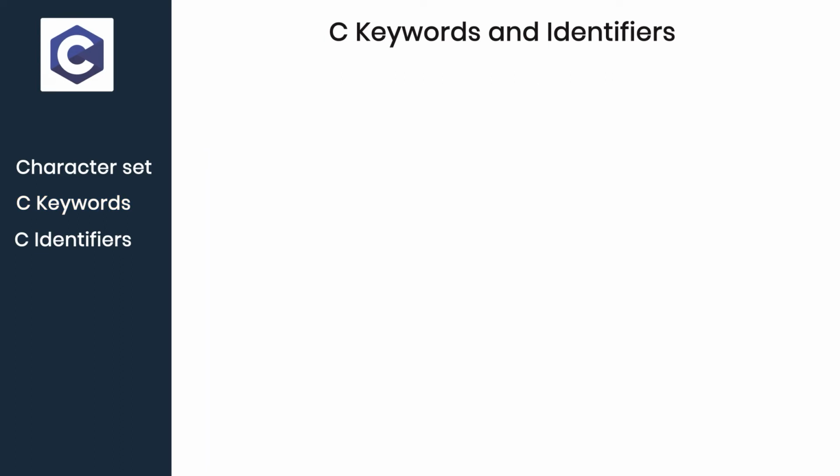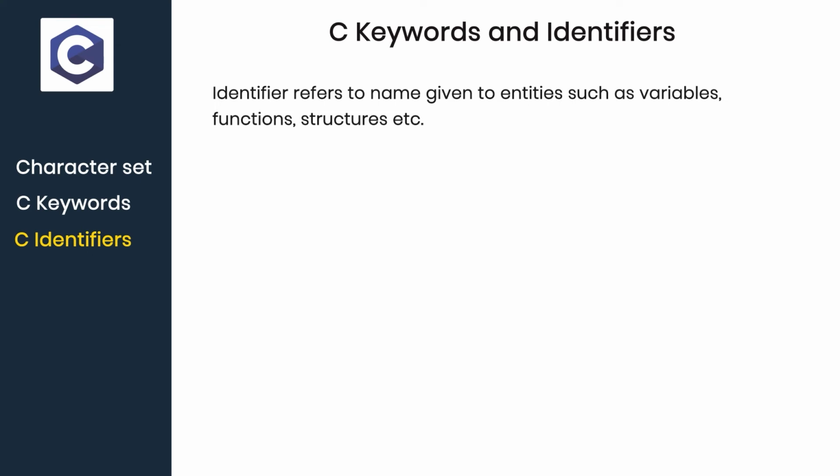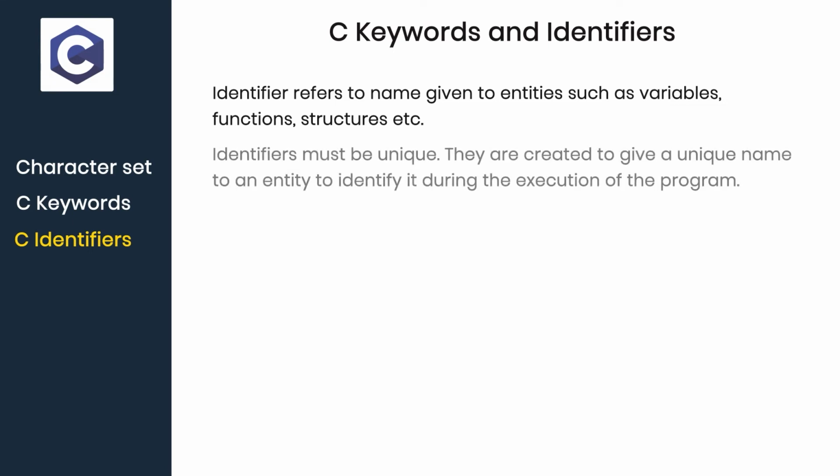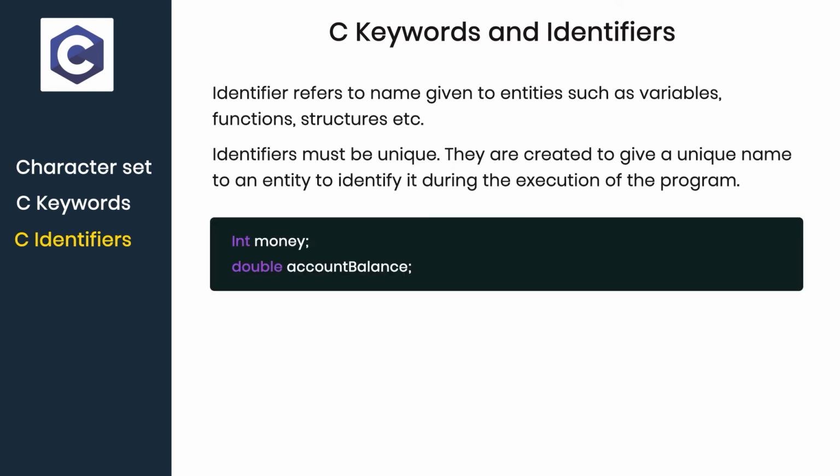C identifiers. Identifier refers to the name given to entities such as variables, functions, structures, etc. Identifiers must be unique. They are created to give a unique name to an entity to identify it during the execution of the program. For example, here, money and accountBalance are identifiers.